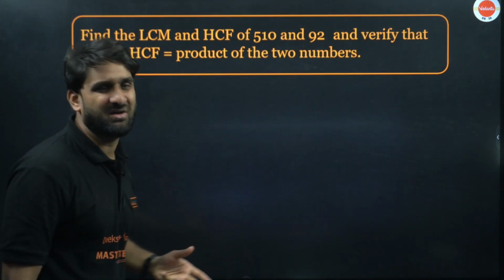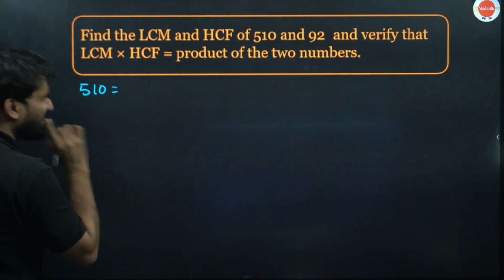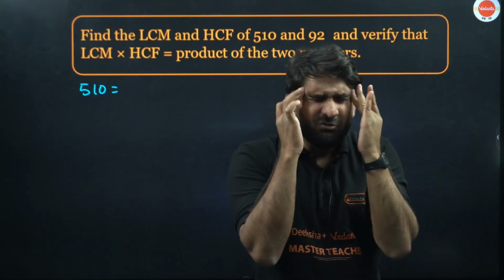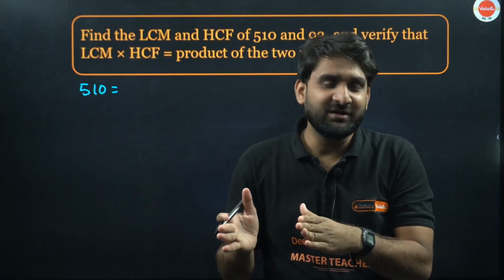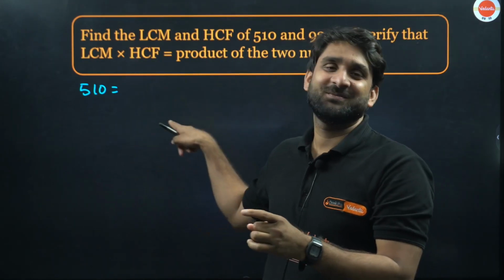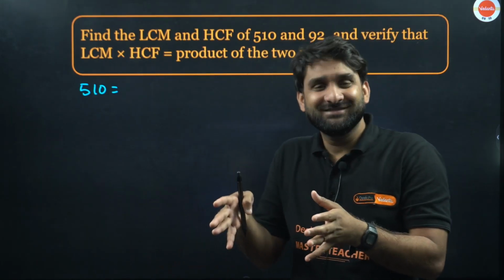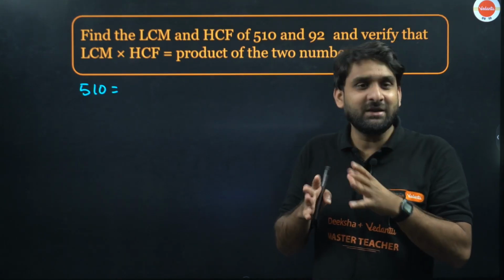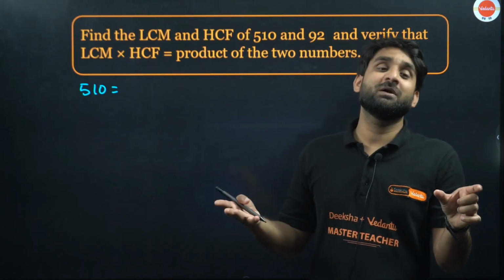Very easy question. Please, 510. So 510 can be written as, come on, use your brain. 510: 51 means 17 into 3, but 0 is there. So we can imagine 17 into 30. Yes, 17 into 30, and 17 is a prime number, so we cannot break 17 into more parts.